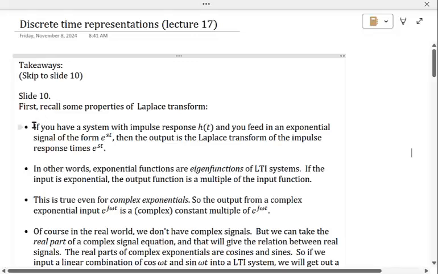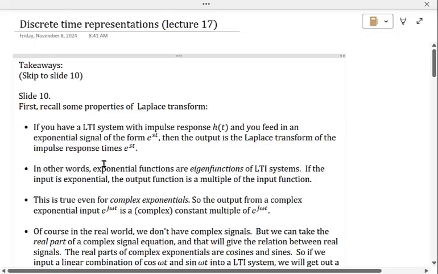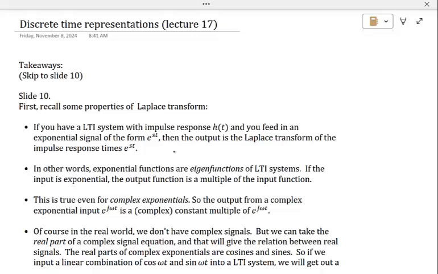So first takeaway, if you have a system with impulse response h of t, and you feed in an exponential signal of the form e to the st, so I should say an LTI system. This is a linear time invariant system. An LTI system with impulse response h of t, you feed in the exponential signal of the form e to the st. The output is the Laplace transform of the impulse response times e to the st.